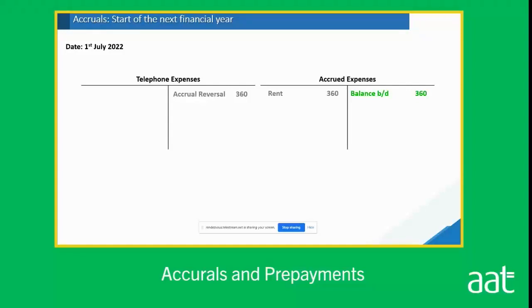So I'm just going to show you that again, if I may. At the start of July, we have a balance brought down of £360, and that represents the liability that was there at the end of last year, the accrual I made of £360 for those missing costs of May and June. That can't remain there, and therefore it will be reversed back in and cleared. So I'm going to clear my accrual account by debiting it, and I'm going to credit my telephone expenses account.